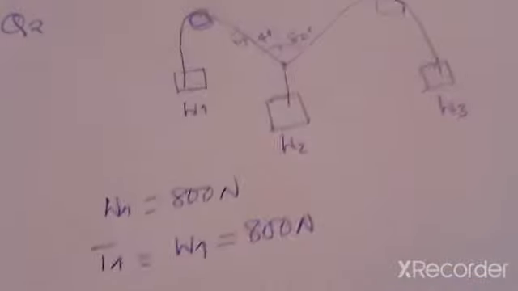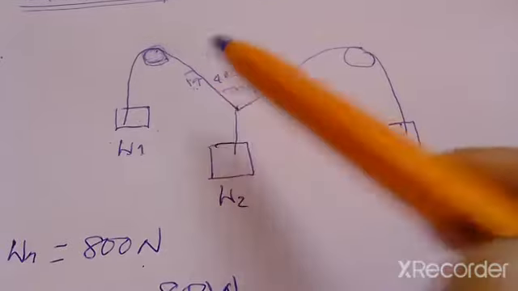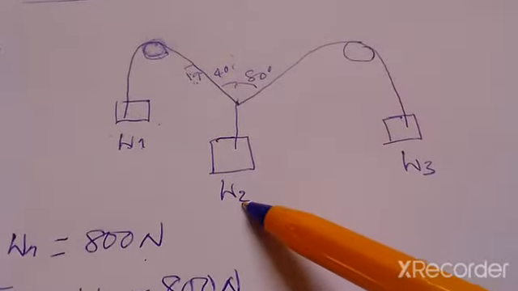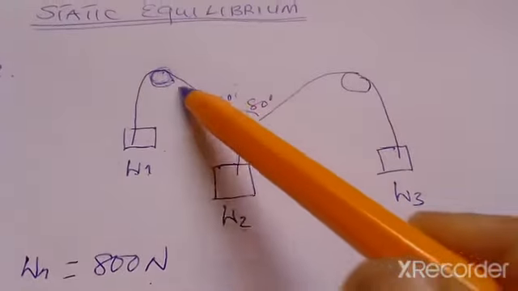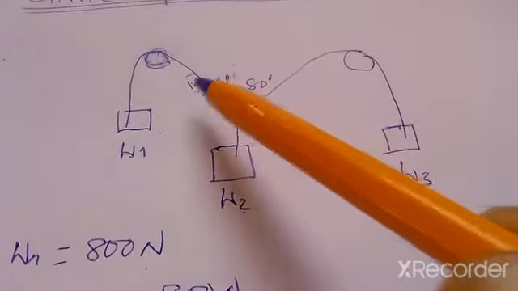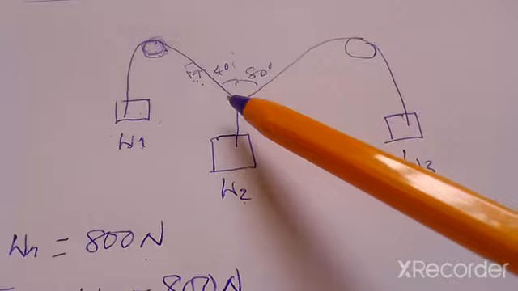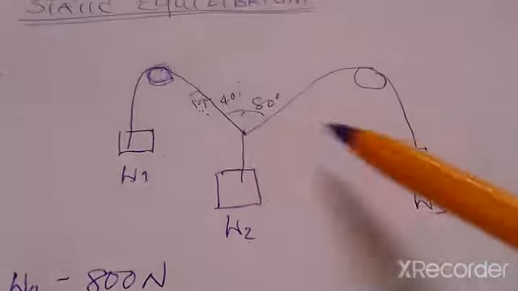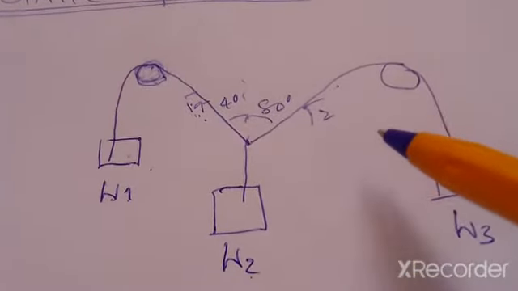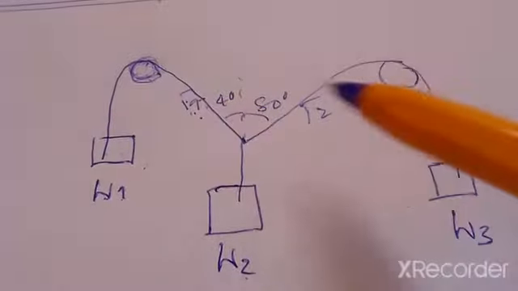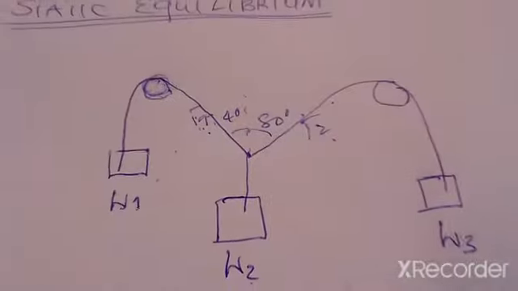Now, if T1 is equal to 800 newtons, and we've been asked to find W2 and W3, how do we go about it? We know that the force in this tension is not acting horizontally or vertically. The same with tension 2. They are acting at angles. So we are going to have to find the vertical component of this tension and of this tension, and the horizontal component of this tension and of this tension.